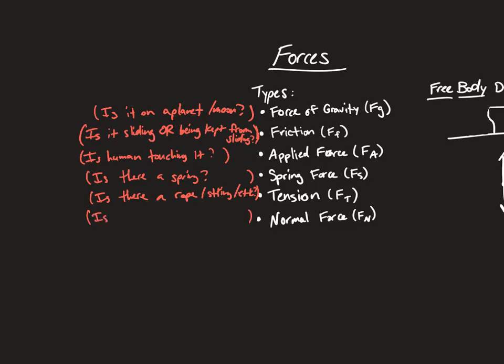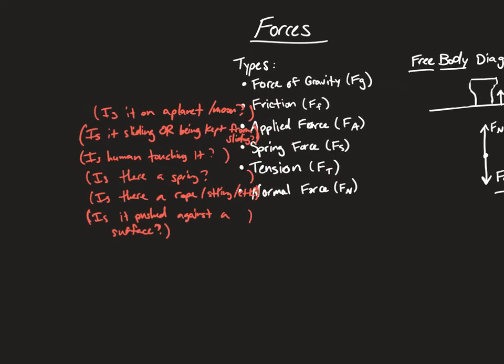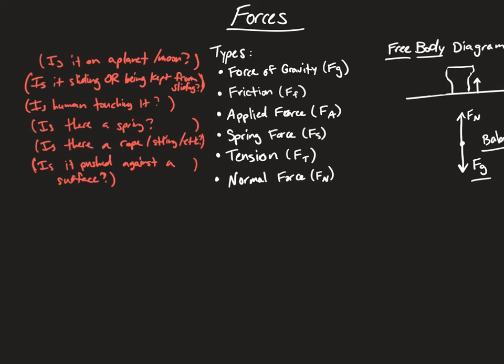And then for normal force, is it pushed against a surface? If it is, the surface has to push back with a normal force. So let's talk about one more case of the normal force. That's different than what I said before. So normal force for something on a flat surface always points up. And it points up because in math, the word normal means perpendicular. So this force has to be perpendicular to the surface.